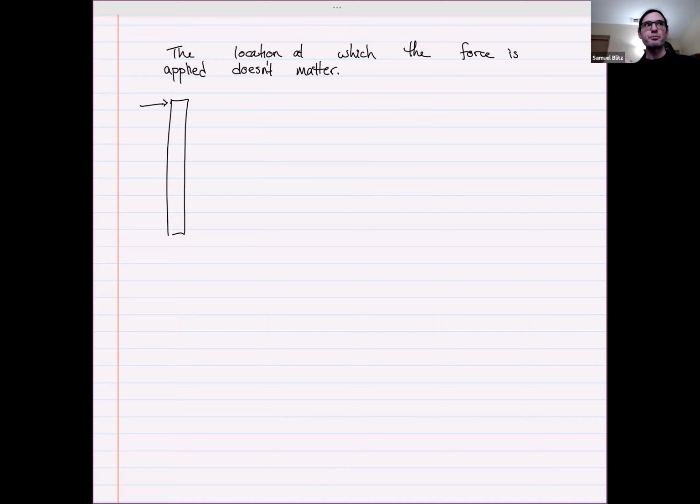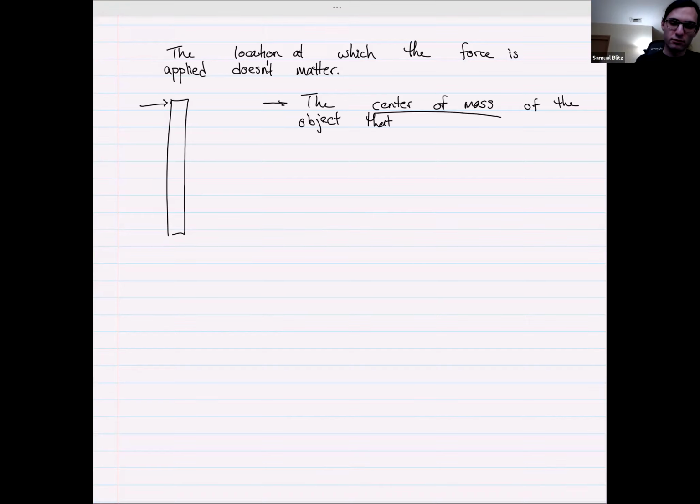So if it doesn't matter where you push, then there should just be one place that accelerates at that rate, regardless of where you push. And the question is, where is that location? It turns out that it is the center of mass of the object. We will define center of mass rigorously later, but it's the center of mass of the object that is what accelerates when forces are applied. The rest of the object just kind of follows along with it.